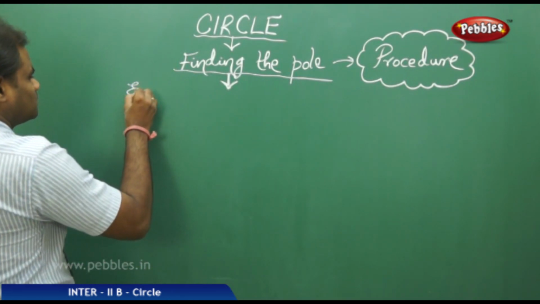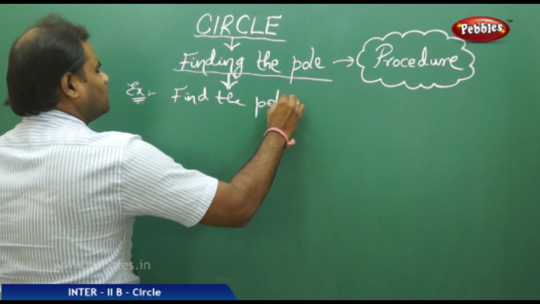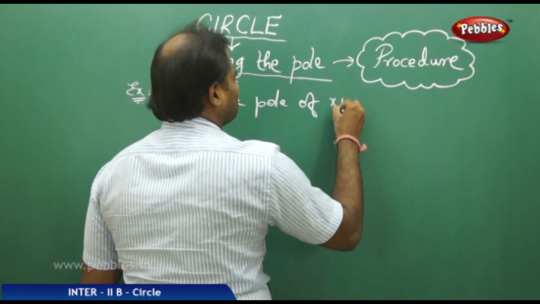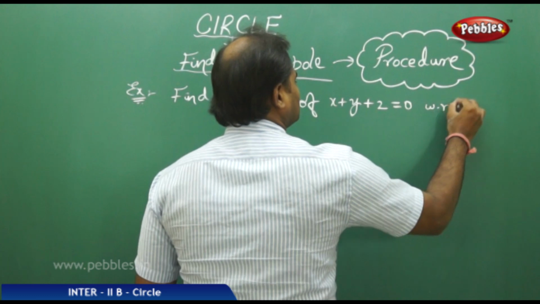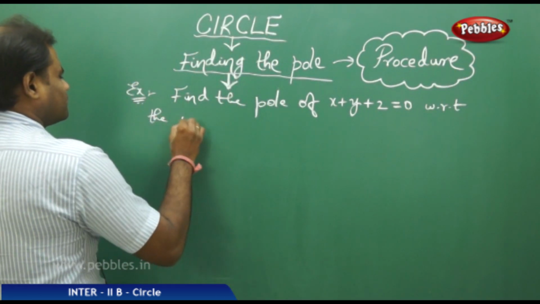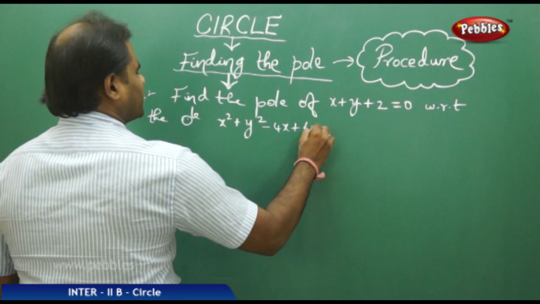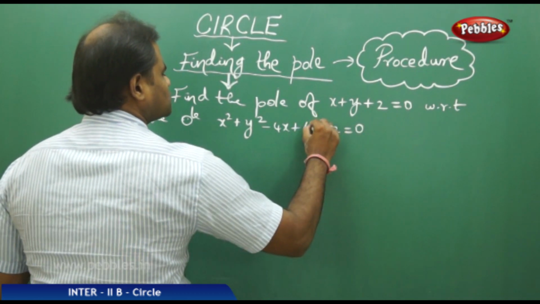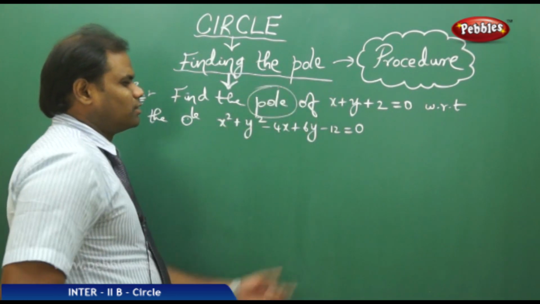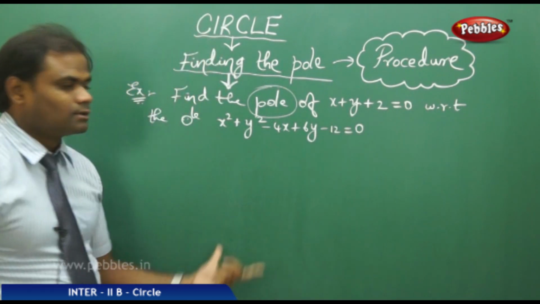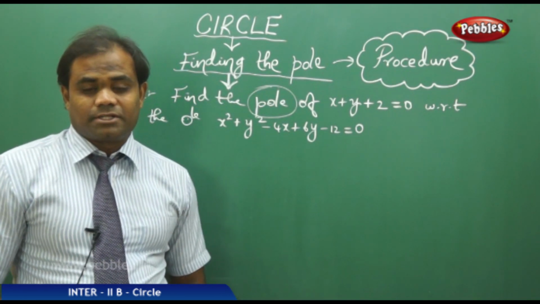So in this case, the question is, find the pole of x plus y plus 2 equal to 0 with respect to the circle x square plus y square minus 4x plus 6y minus 12 equals 0. So here the question is about finding the pole for this line, which is the polar with respect to the circle x square plus y square minus 4x plus 6y minus 12 equals 0. So let's see the process of finding the pole.